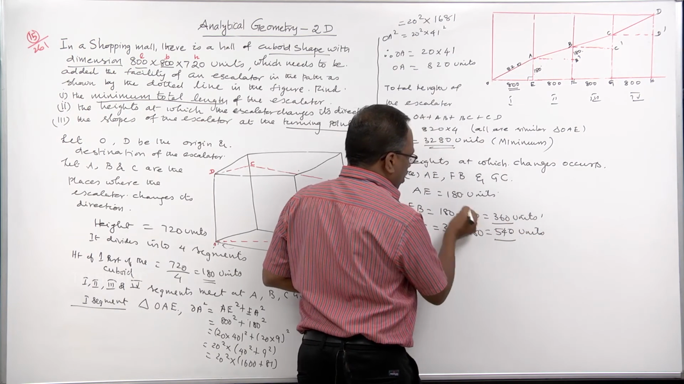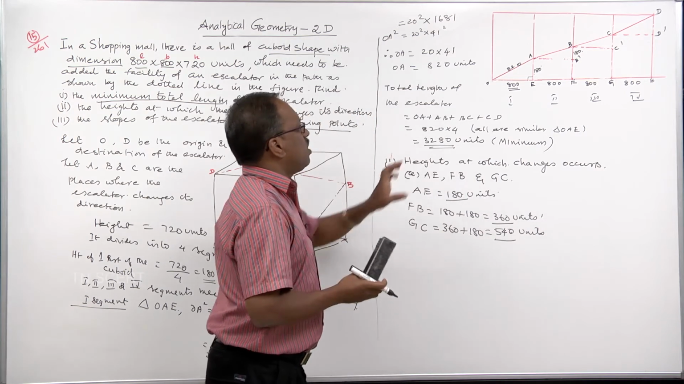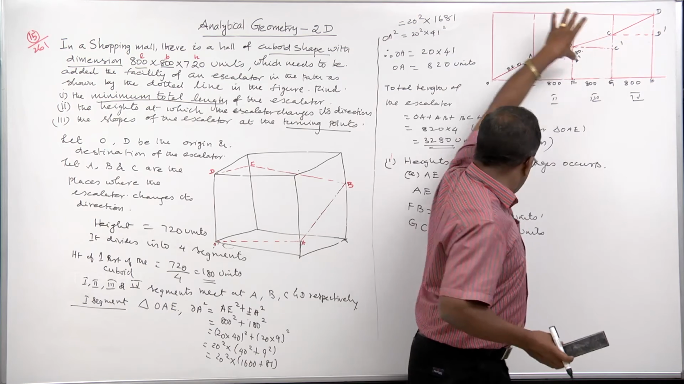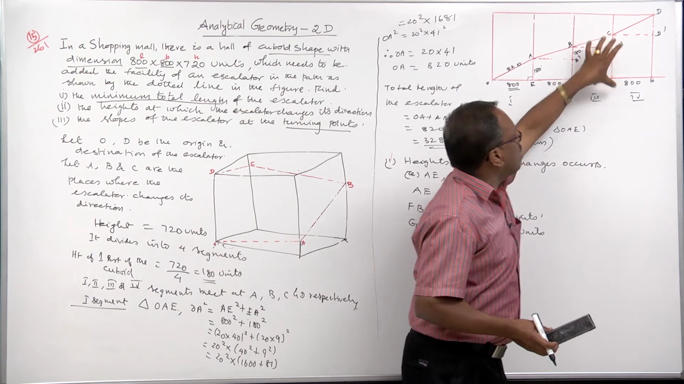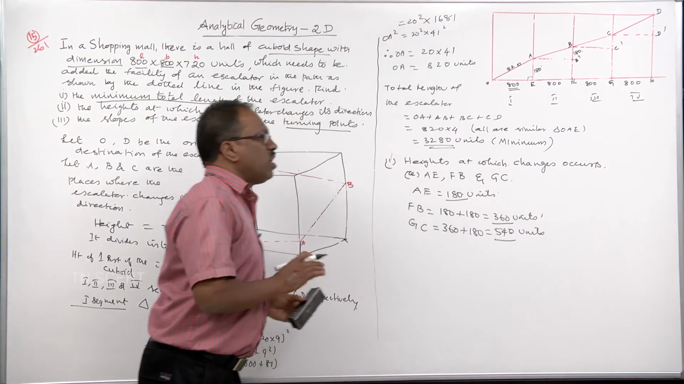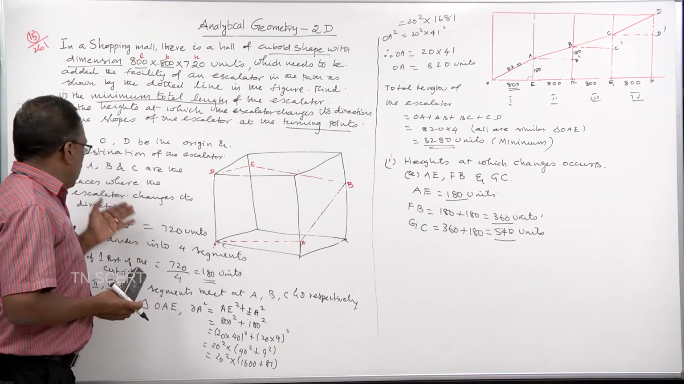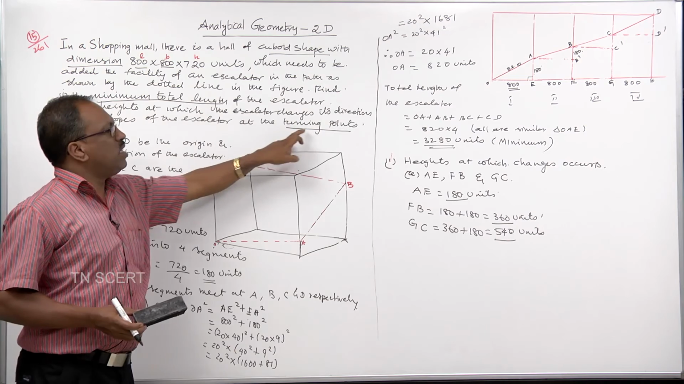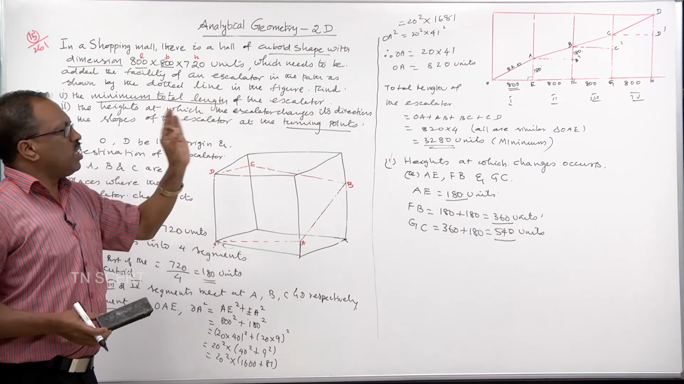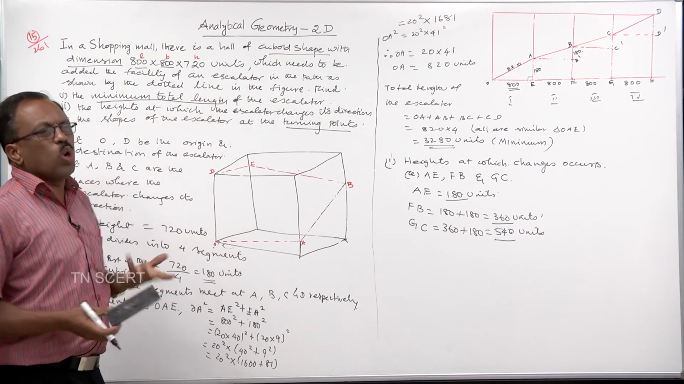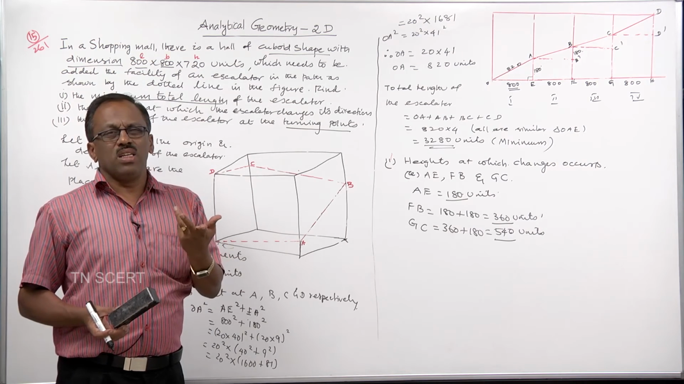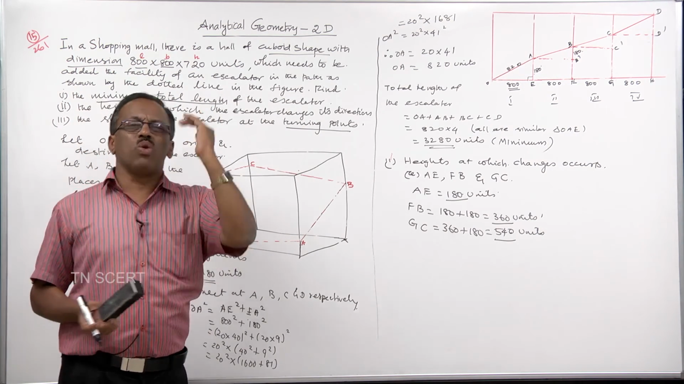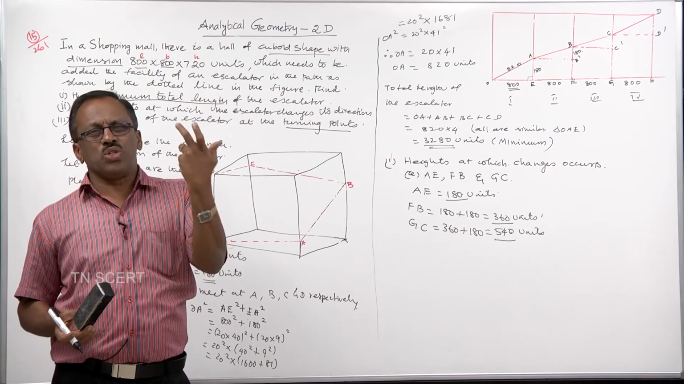Now there are three things that take place. One is 180, this height is 360, and here it is 540 units. So the last and final one: the slope of the escalator at the turning points. So at the turning points, what would be the slope? Slope means what? It's an angle. What is the definition of slope first? Let me ask you the questions.